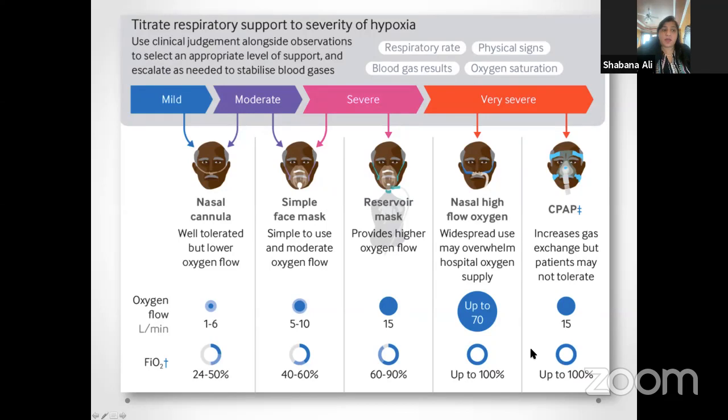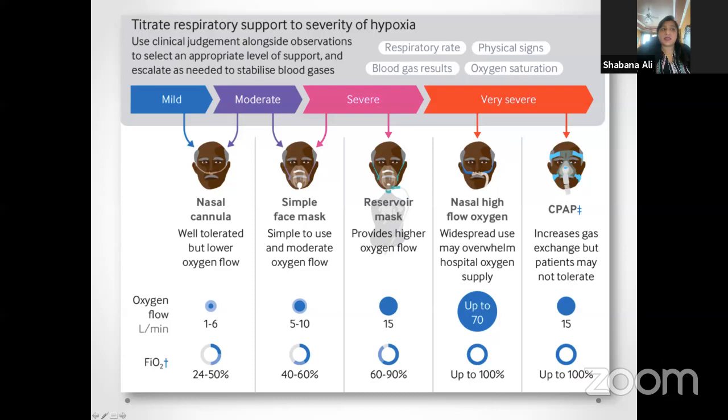The simple face mask can deliver higher flow rates than a nasal cannula, like 6 to 10 liters per minute, and the FiO2 could be 40 to 60%. The final oxygen concentration delivered by a simple face mask is dependent upon the amount of room air that mixes with the oxygen in the patient's breaths.